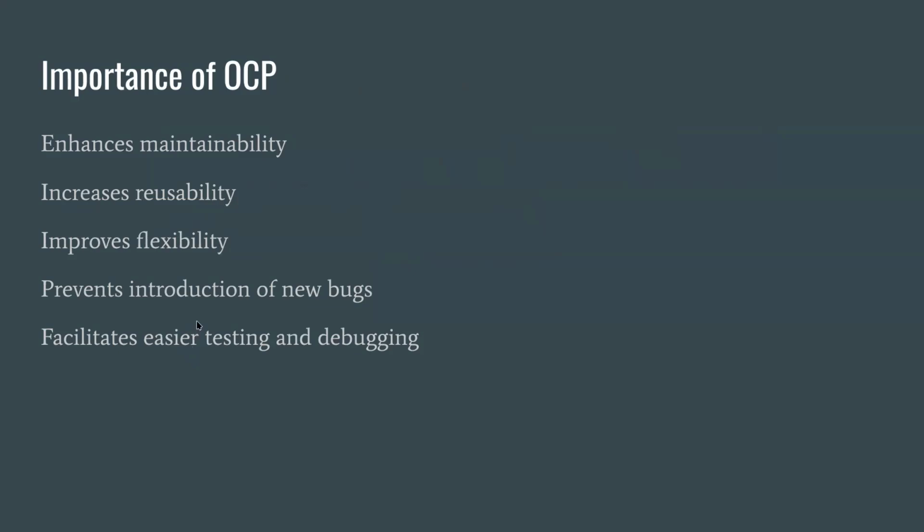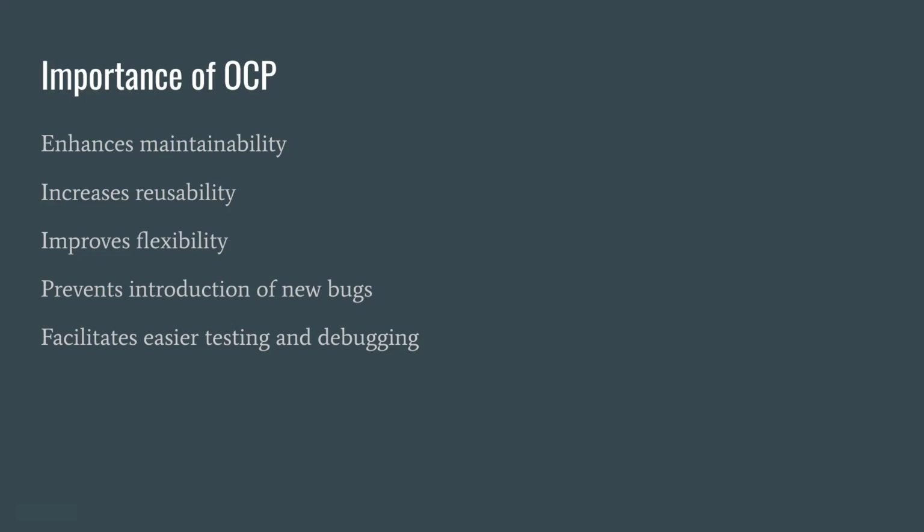Importance of the open-closed principle. So the open-closed principle is important in software development for several reasons. First, it enhances the maintainability of your code. By following OCP, you can add new features or changes without altering existing code. And this reduces the chances of introducing new bugs.